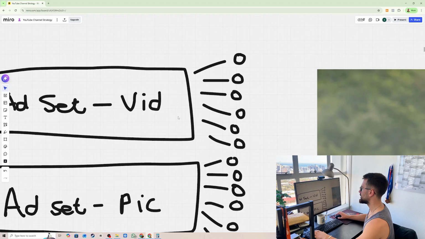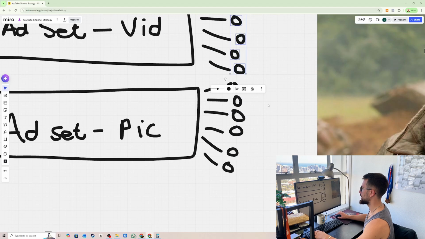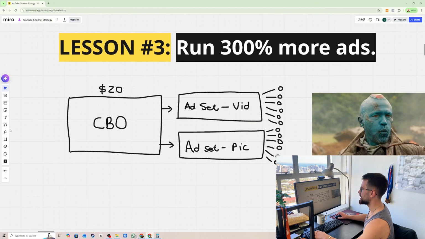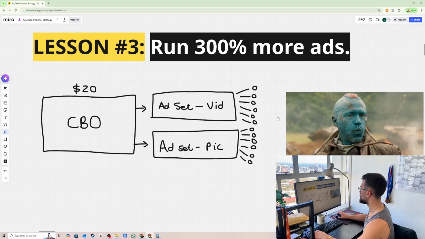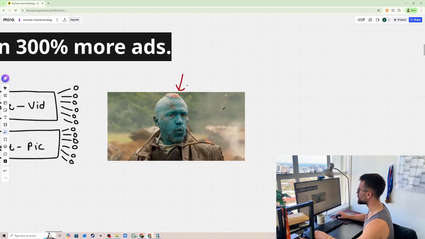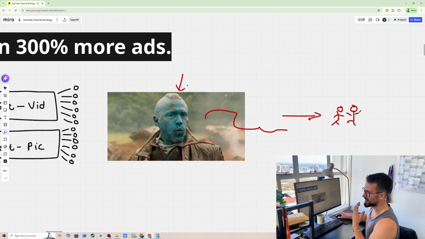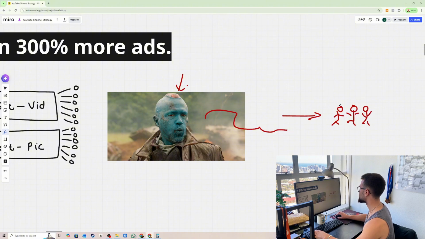And then let's say in the video one, you've got a whole bunch of ads, and in the picture one, you've got a whole bunch of ads. This is what's going to happen. So if you've seen Guardians of the Galaxy, you might know about Yondu. What Yondu does is he whistles. And when he whistles, he's got this little arrow that flies around and kills people. Sorry, I don't know if that's a good word to say in this video, but this arrow basically flies around and hits people, okay?